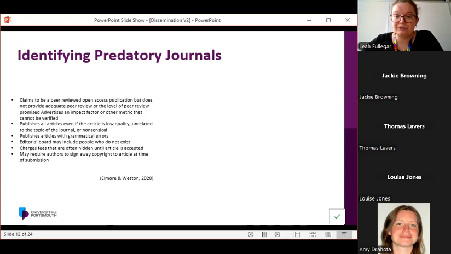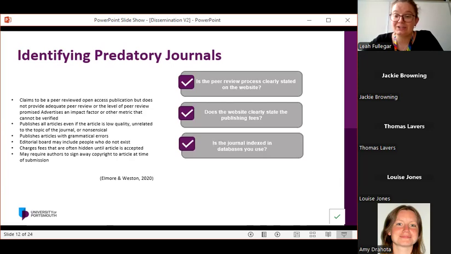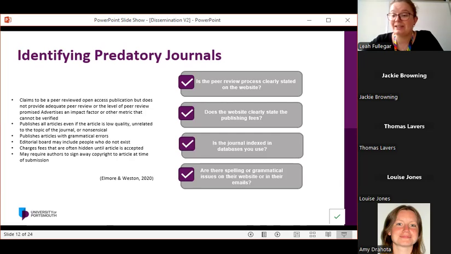So when picking a journal, think to yourself, is the peer review process clearly stated on the website? Does the website clearly state the publishing fees? Is the journal indexed in databases you use? And are there any spelling or grammatical issues on their website or in their emails?